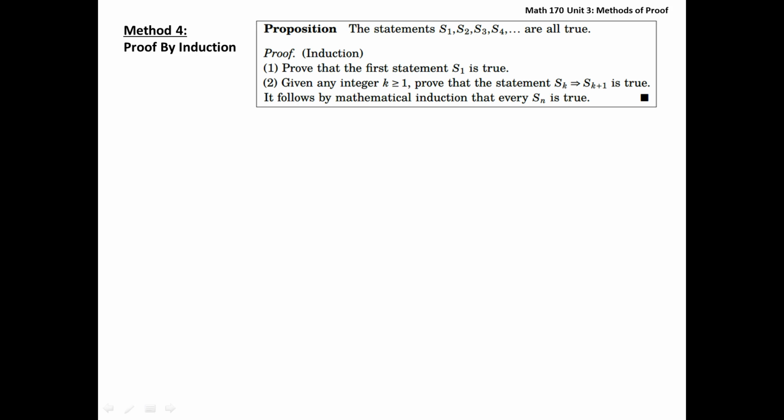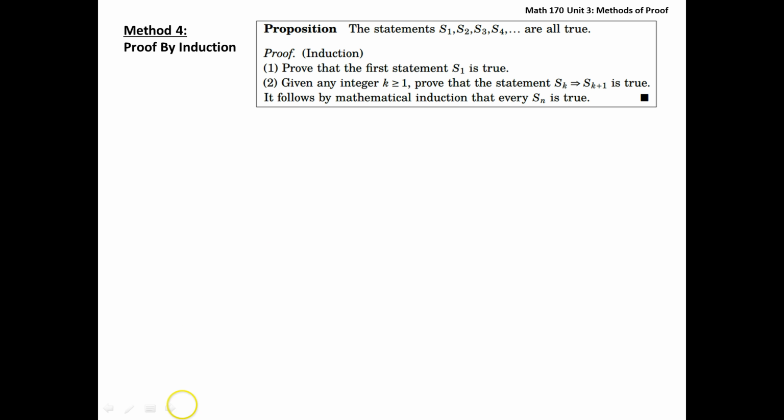Okay, our fourth method of proof is proof by induction, and it goes in the following manner. There's a statement that you'd like to show is true for all n. So you start off by showing it's true for n equals 1, and then we assume it's true for n equals k, where k is any number bigger than or equal to 1. And the hard part comes in showing how you can conclude from that it's true for k plus 1. And then it follows by mathematical induction that it'll be true for all n.